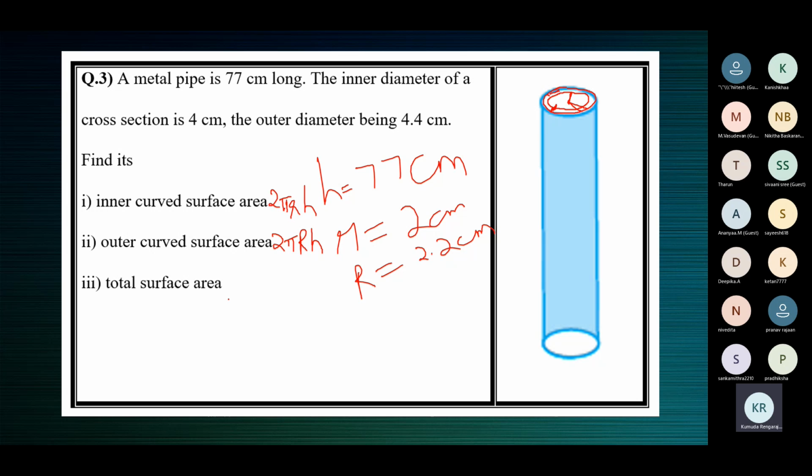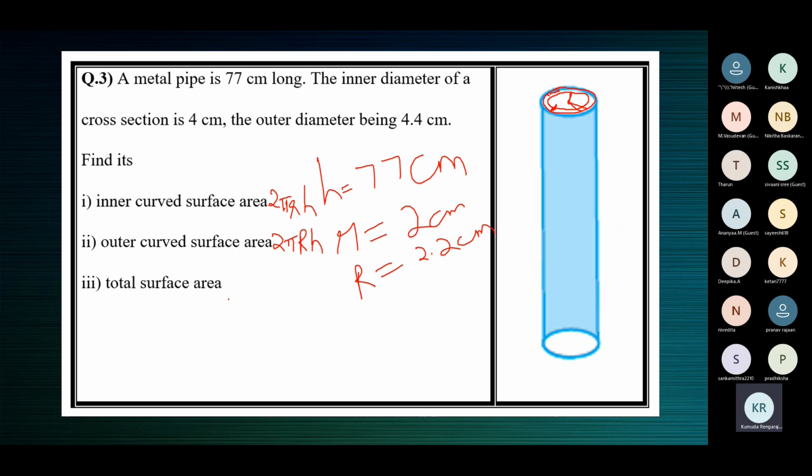So where all can you paint that? You have to paint the inner surface area. Then outside you'll have to paint. Then what are the two surfaces on the top and bottom? They're called rings. You'll have to paint the ring on the top and the ring below. So these are the 4 different surfaces.